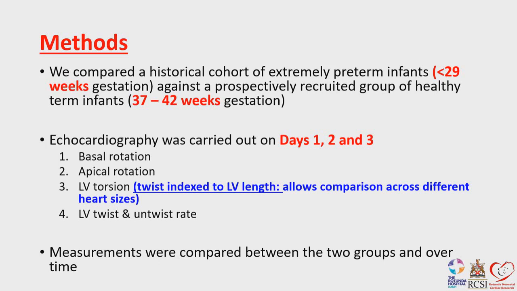An echo was carried out on day 1, 2 and 3, and we measured basal and apical rotation, LV torsion. Torsion is twist indexed to LV length, and the reason we use torsion is because it allows comparison across different heart sizes, so it standardizes it. And then we looked at LV twist and untwist rate, and then obviously compared the measurements between the two groups over the first week of age.